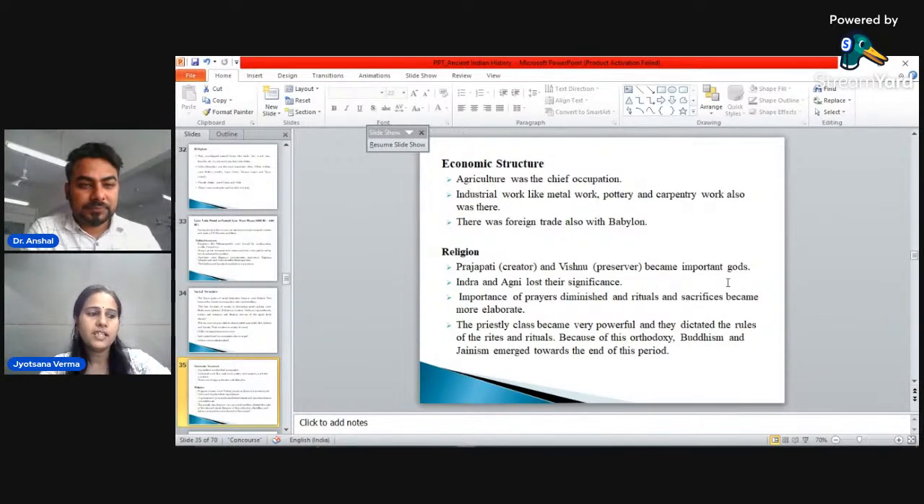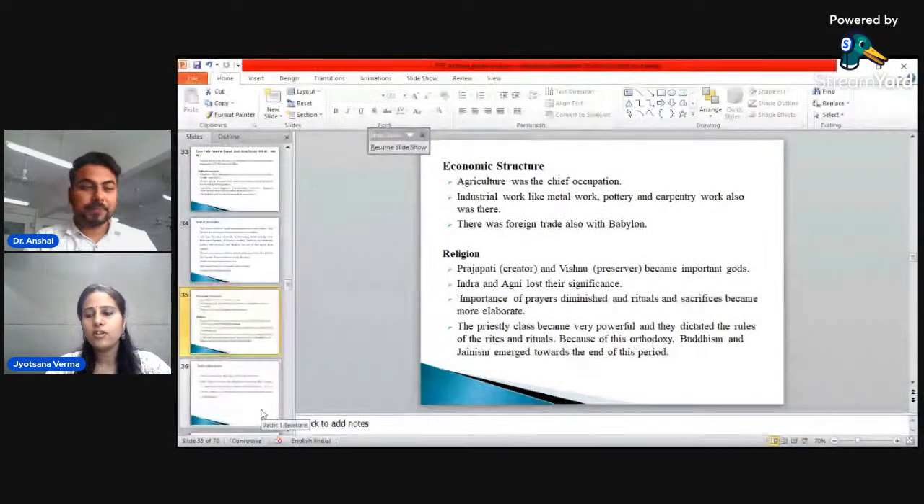In this period, Prajapati and Vishnu became more important gods, while Indra and Agni lost their significance. The emergence of Buddhism and Jainism is also important in this period, as they were a counter to Hinduism.